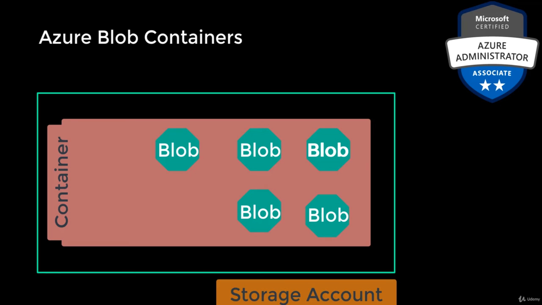Everything that you create must be created in lowercase, numbers, and hyphens and must begin with a letter or a number. The name must also be between 3 and 63 characters long. So remember that blobs are sitting inside a container. Container is sitting inside a storage account. You can have unlimited blobs inside a container and unlimited containers inside a storage account.